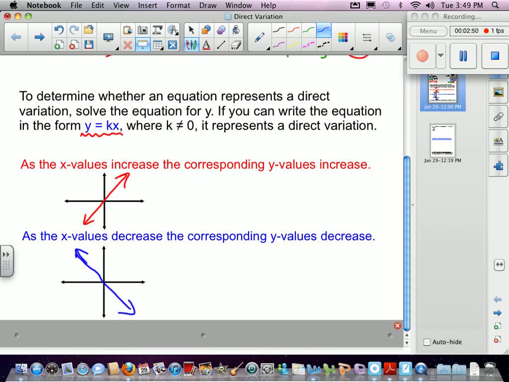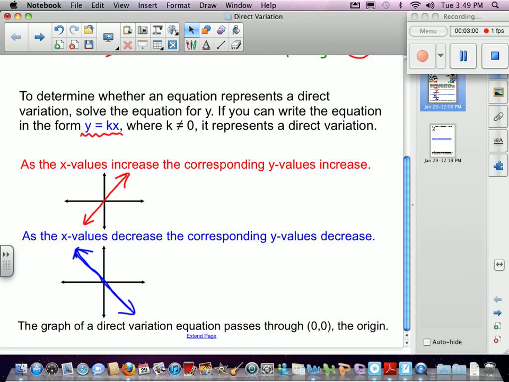What you'll notice is that both of these graphs are going through the ordered pair 0, 0. That is something that always needs to happen when we have a direct variation equation: it will pass through the origin, or the ordered pair 0, 0. Next, we're going to take a look at a couple of examples.